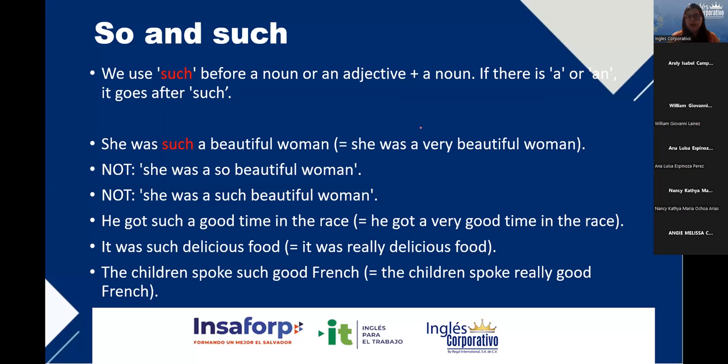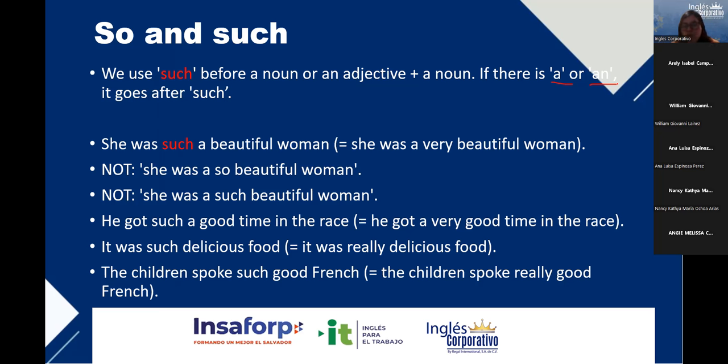Again, remember we use so before an adjective or an adverb, but we use such before a noun or an adjective plus a noun. Then if there is an a or an, it goes after such. But remember, we use a and an before singular. If we're talking about plural, we do not use a or an, right? If you say they were such wonderful people, of course it won't take a, because people is plural, right? They were such beautiful girls, girls, plural, so no a.